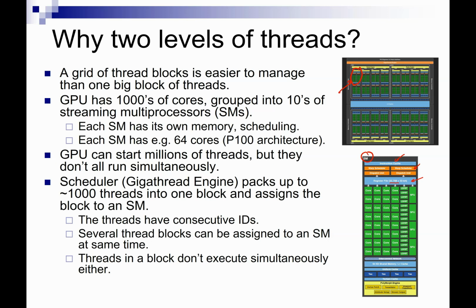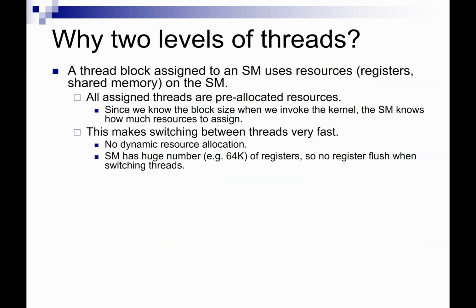But the SM, let's say, only has 64 cores. So you can't run all 1024 threads on the 64 cores. What's going to happen is that the 1024 threads assigned to the thread blocks are further broken into units of 32 threads called warps. If you have 1024 threads and the warps are size 32, then we've broken them into 32 different warps. If you have 64 processors, then you can run 2 warps on the SM simultaneously.